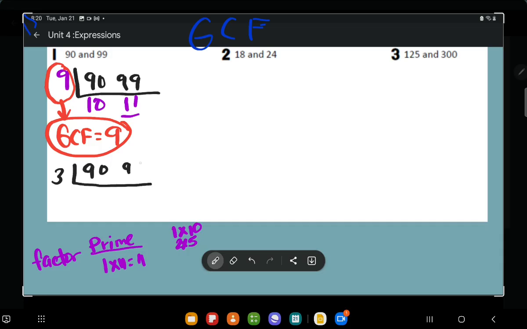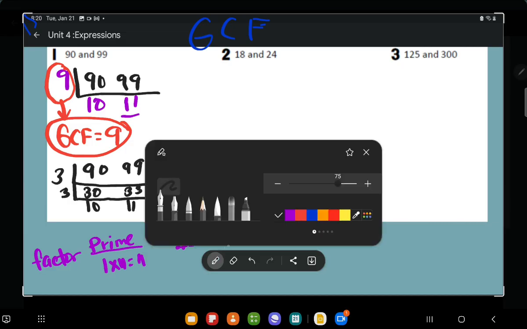If I started with 3, 90 divided by 3 is 30. 99 divided by 3 is what, 33? And then I would keep dividing because 30 and 33 are not prime. I would probably use 3 again here. 30 divided by 3 is 10. 33 divided by 3 is 11. So we see how I ended up with the same prime number here.